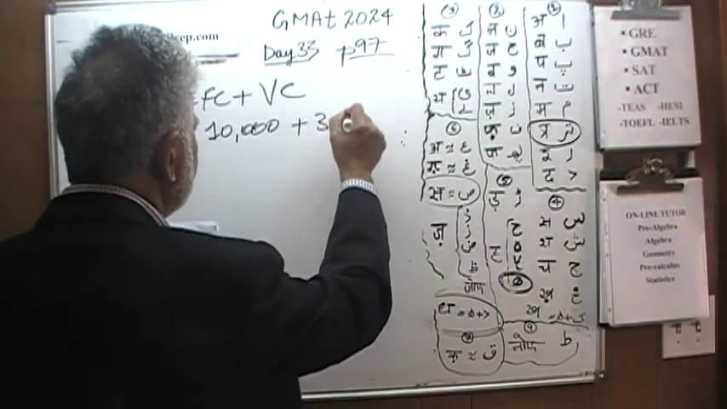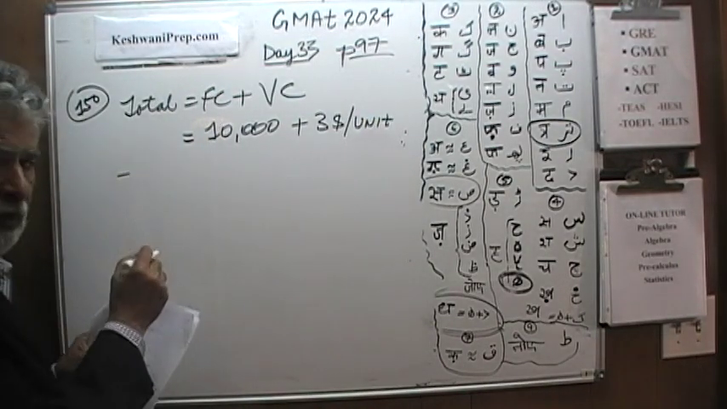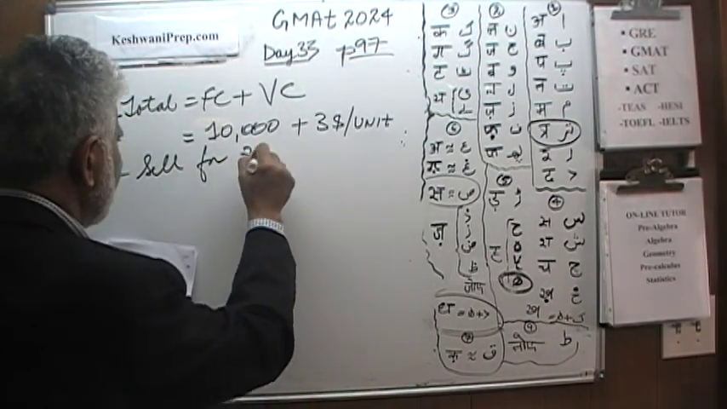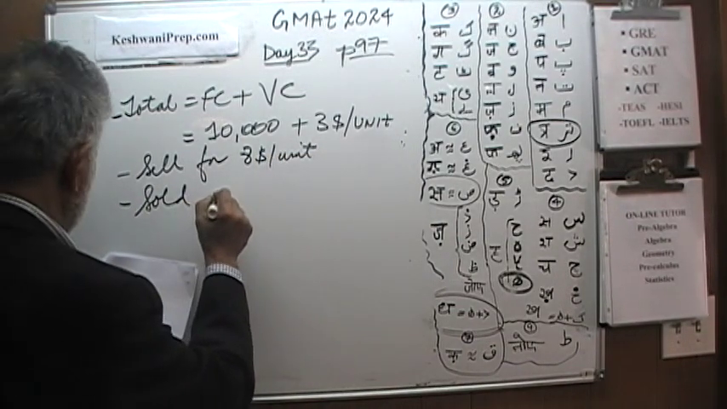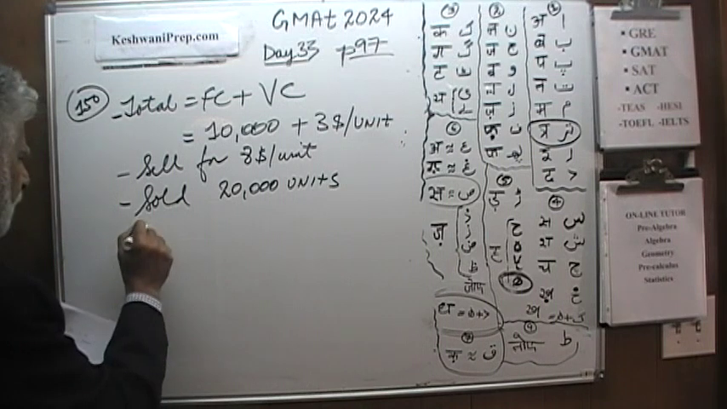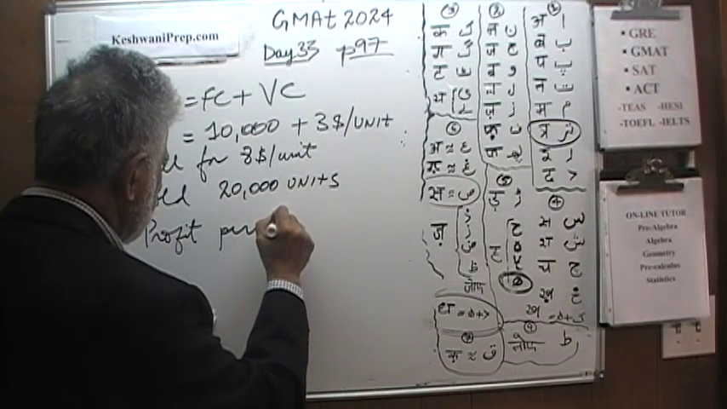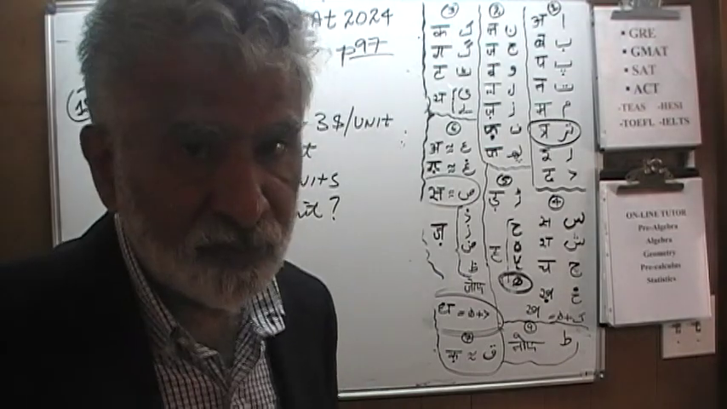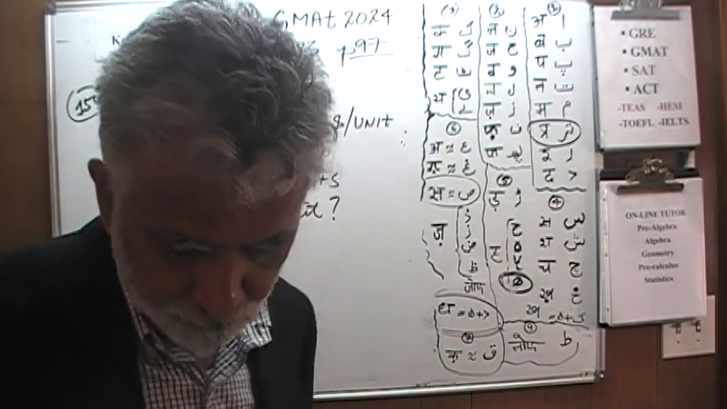The variable cost, we are told, is $3 per unit. We are further told that when we finish making it, we can obviously sell it for $8 per unit. And we are further told that we sold 20,000 units. Here's the question: as a result of having sold 20,000 of these units, how much profit were we making per unit on average? Do you understand? Go ahead, do it yourself.